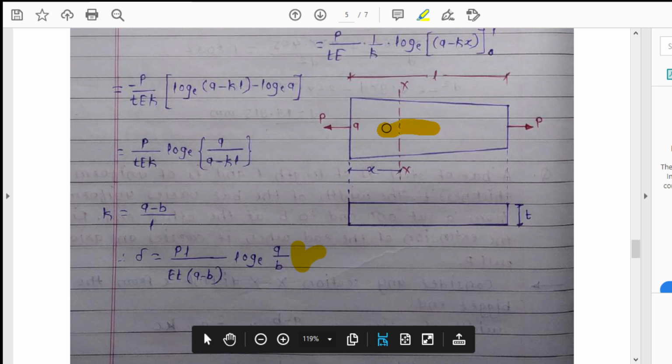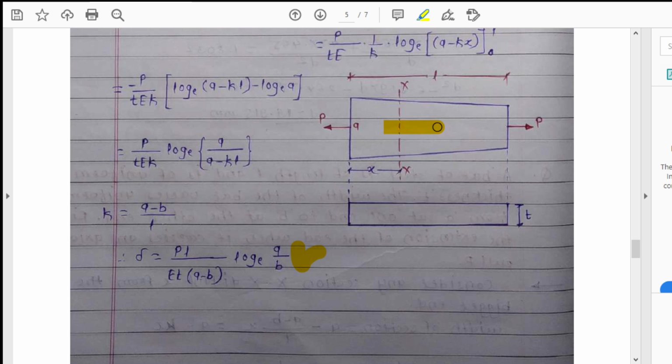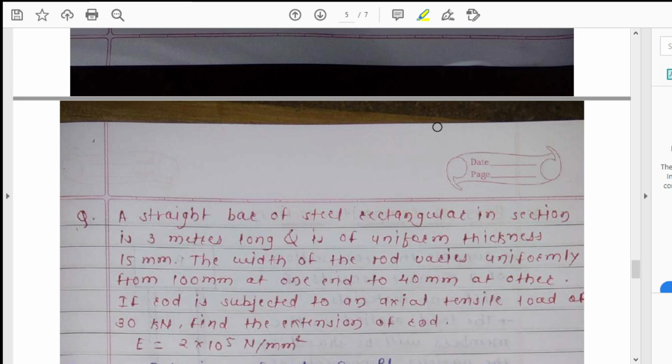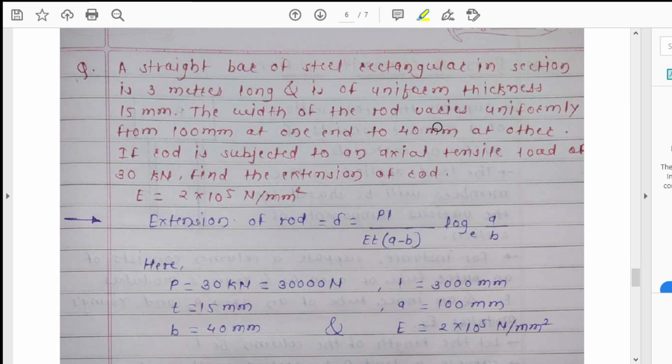This diagram is somewhat similar to that of your theory. Okay, so based on this, the second problem is: a straight bar of steel, rectangular in section, is 3 meters long and is of uniform thickness. Here the thickness of the rod is uniform, 15 mm. The width of that rod varies uniformly from 100 mm at one end to 40 mm at the other end. If the rod is subjected to an axial tensile load of 30 kilonewtons, find the extension of the rod.